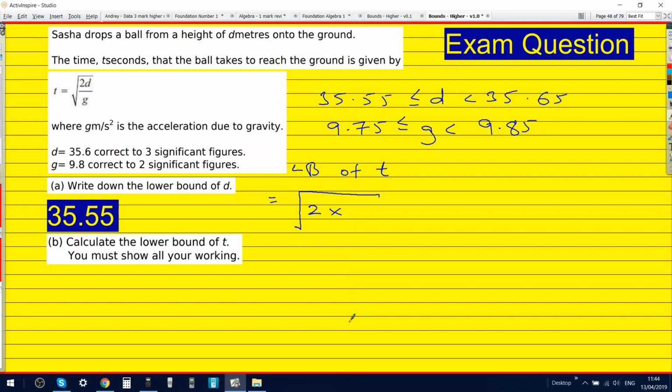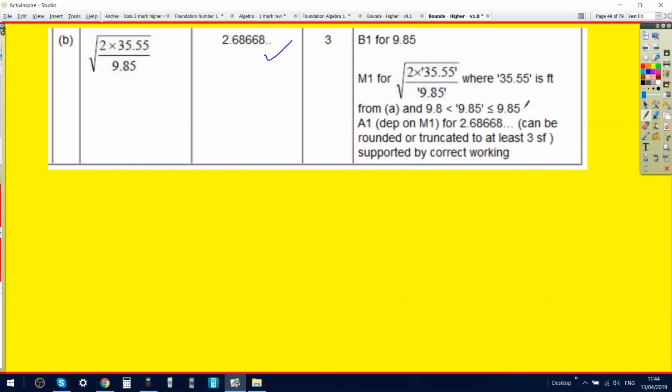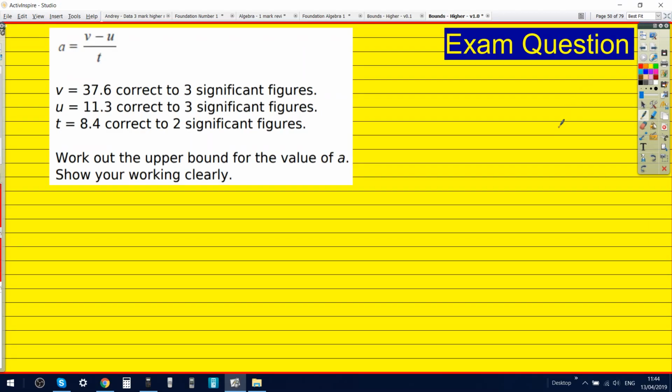So the biggest divided by the lowest, would that give you the biggest or the lowest? That'll give you the biggest. My bad, so the lower bound is 2 times 35.55 divided by 9.85. And you get 2.687, to 3 decimal places. Okay, 2.687. There we go. Great. So just watch out for that. Tricky.